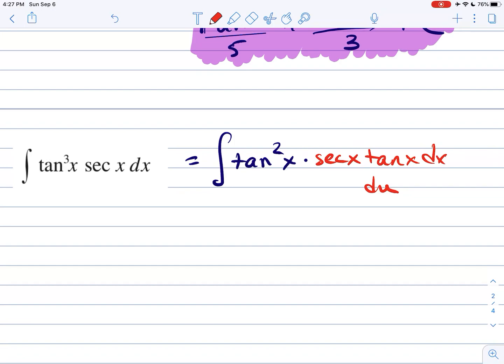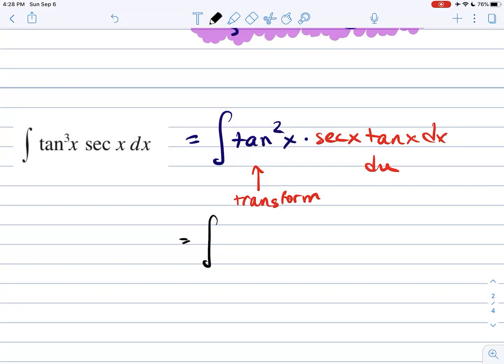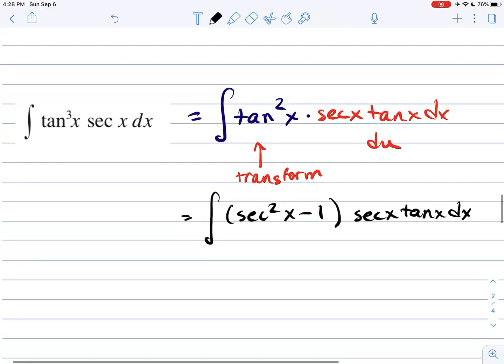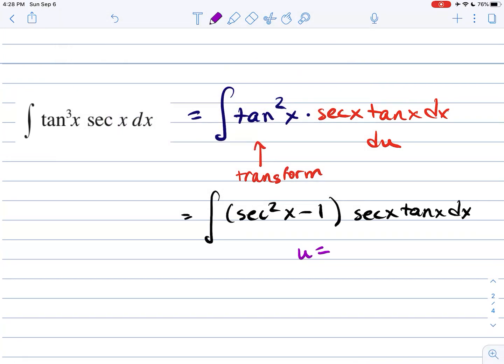So that tells me what function has derivative equal to secant tangent. Secant does, so I'm going to want to transform tangent squared to be in terms of secant. Using my fundamental trig identity, tangent squared is secant squared x minus 1, and we still have secant x tangent x dx here.